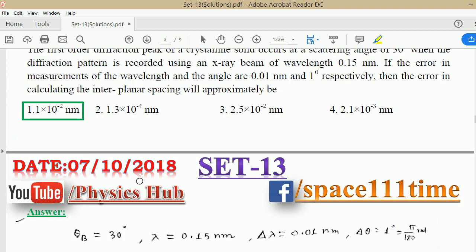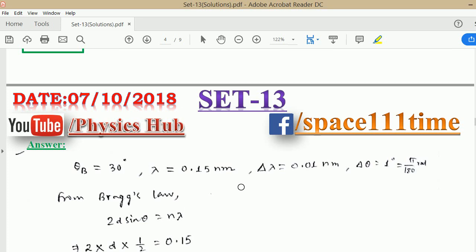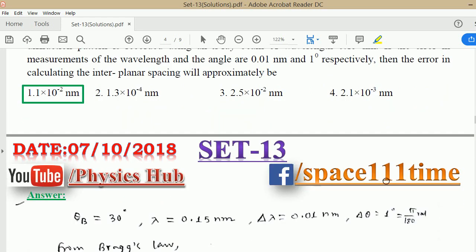So θ_B is given as 30 degree, lambda is given, delta lambda, delta theta all are given. Delta theta is given as 1 degree. Whenever in physics questions you are given something in degrees, most of the time we have to convert it into radian for calculation. So here also we have done it. 1 degree equals π/180 radian, because 180 degree equals π radian, you know. From that relation we get this.